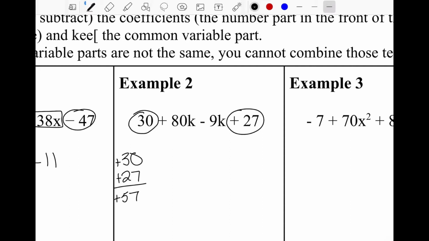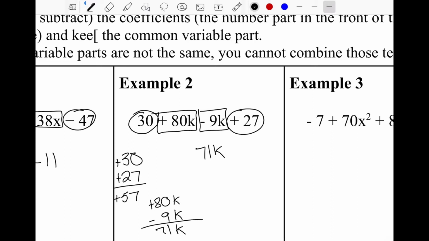Then I go back to my expression and see if I have anything else that I can combine. I have a positive 80k, but then I have a negative 9k. They both have k, so I can combine those together. I'm going to put my larger number first, which is positive 80k, above my negative 9. Signs are different, so I subtract. When I subtract 80 and 9, I get 71, and I take the sign of the larger, keeping my variable. Now let's write my expression. I get 71k plus 57. Okay, so that's the solution for that one.